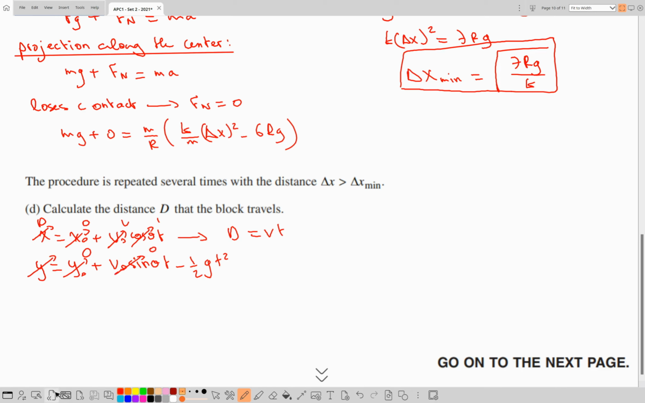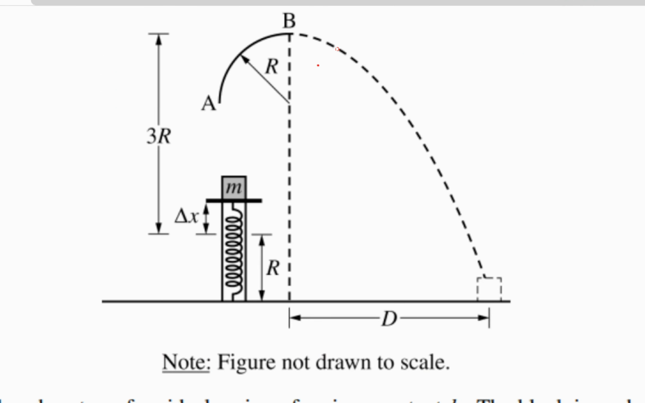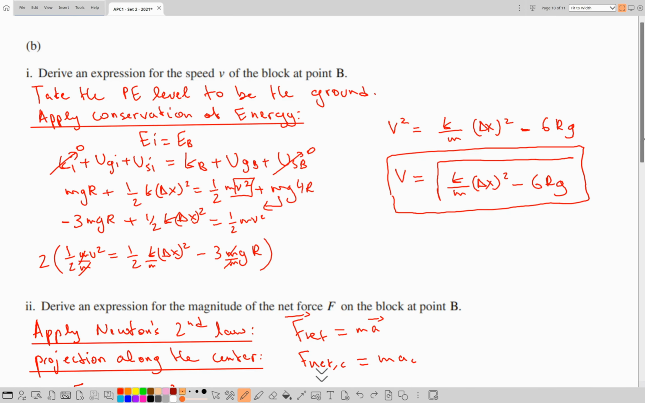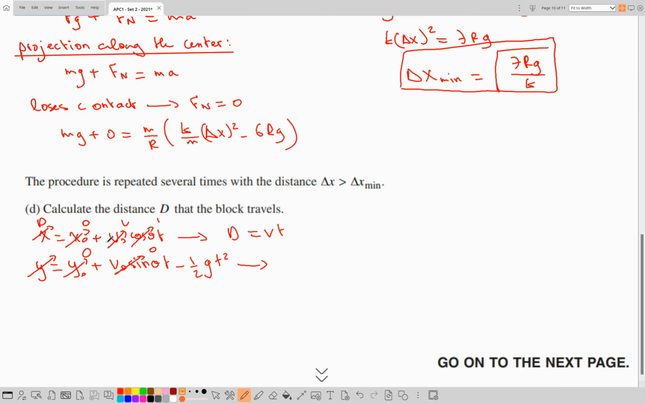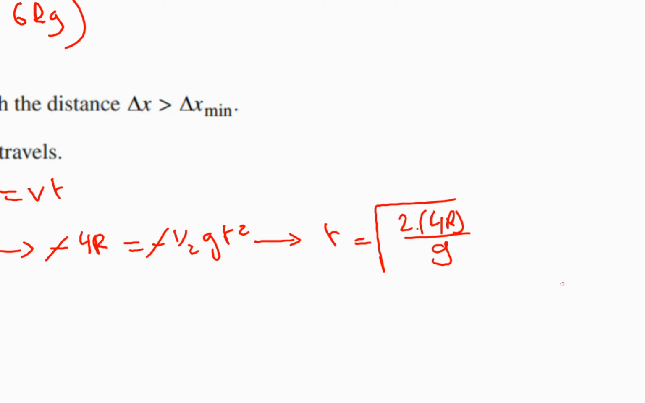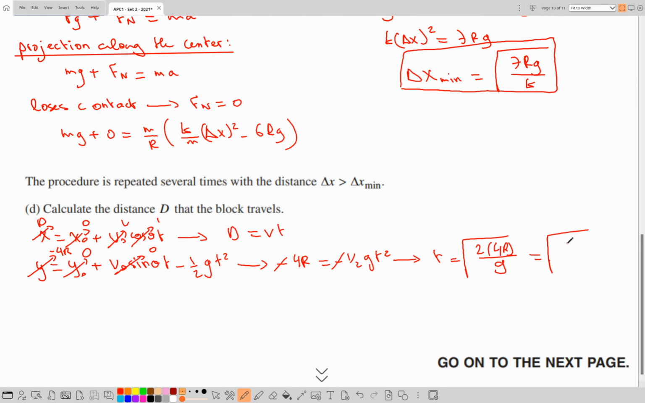And y in this case is a bit tricky, because our positive direction is up, so y would be negative. From this point to this point, the distance is 3r plus r. So we have minus 4r equals minus half gt square. If you isolate for t, t would be given by the radical of 2 multiplied by 4r divided by g. I represented it in this form just to clarify that it is indeed given by the radical 2h over g, which is itself the radical of 8r divided by g.